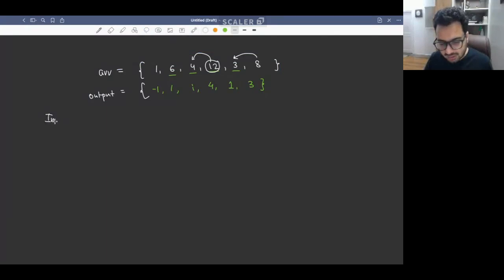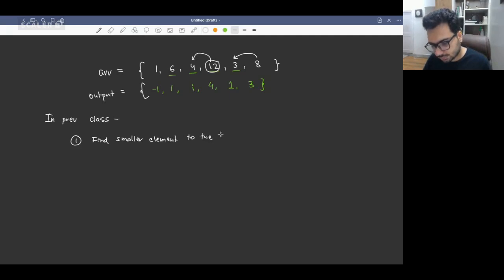In the previous class, what we learned is that for every array element we can find the smaller element to the left. We said this can be done in how much time? Order n time, right? So we built an order n algorithm using stack. This is what we have already seen.